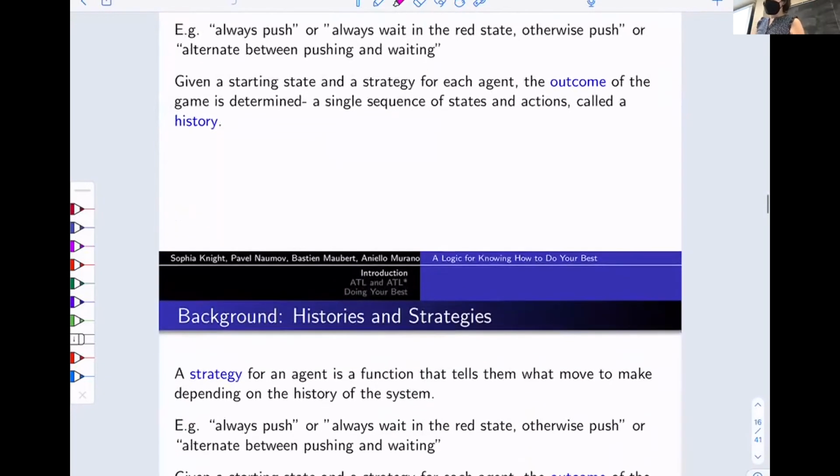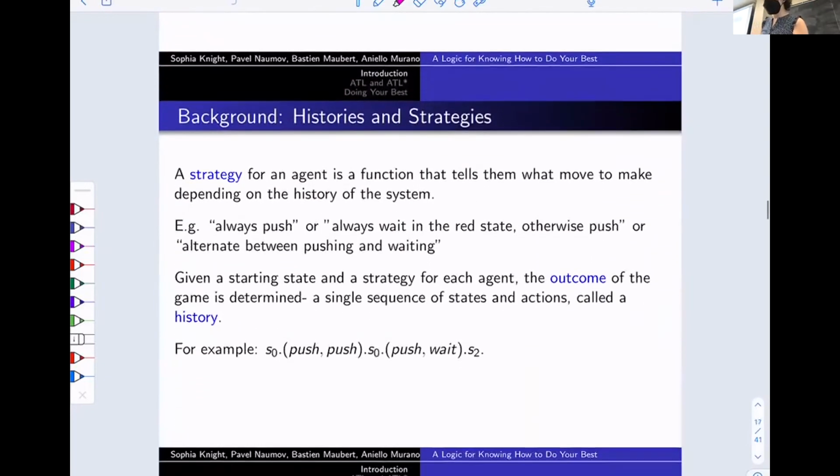So that means if you have a single starting state and you have a strategy for each agent, the outcome of the game is totally determined. The whole outcome of the game. So here's an example of a history: S0, push, push, S0, push, wait, S2, which is like the sequence of states and actions the system goes through.